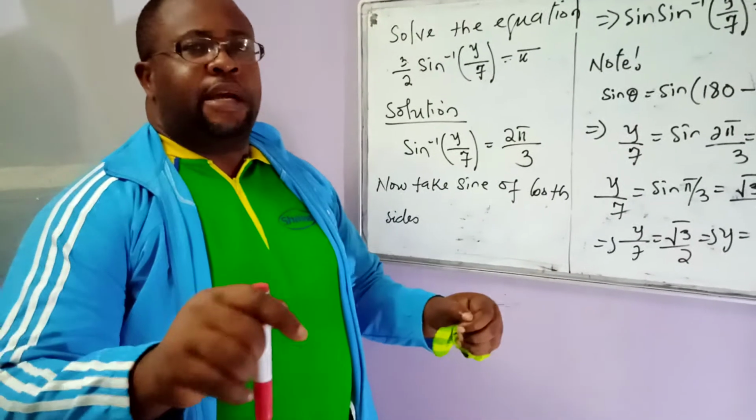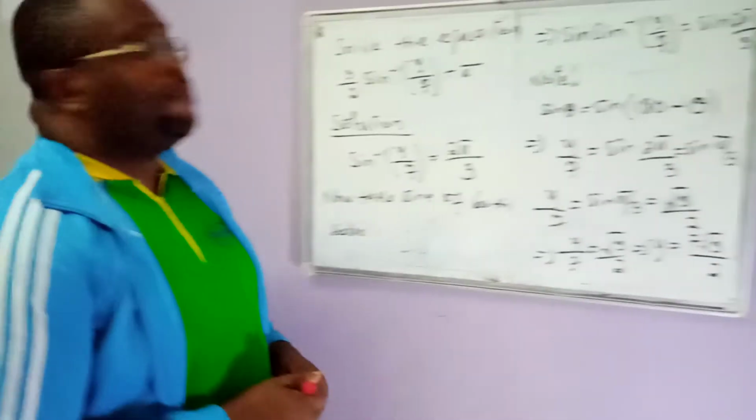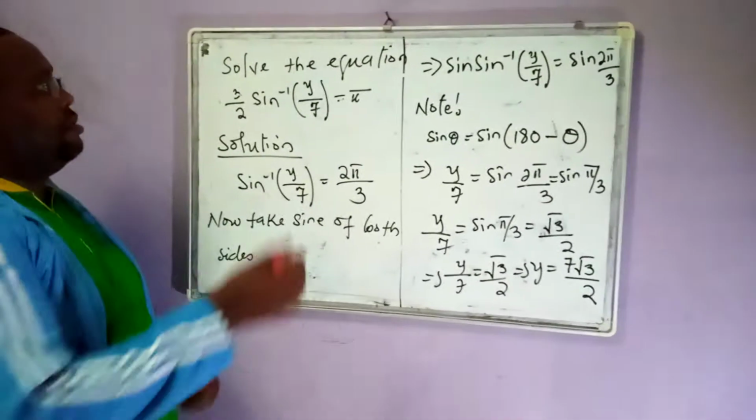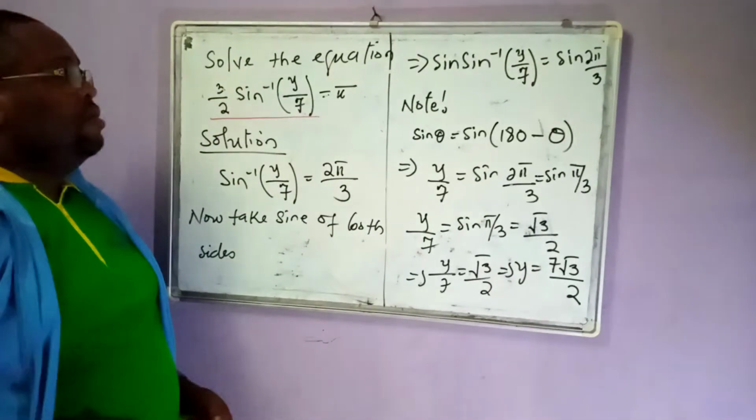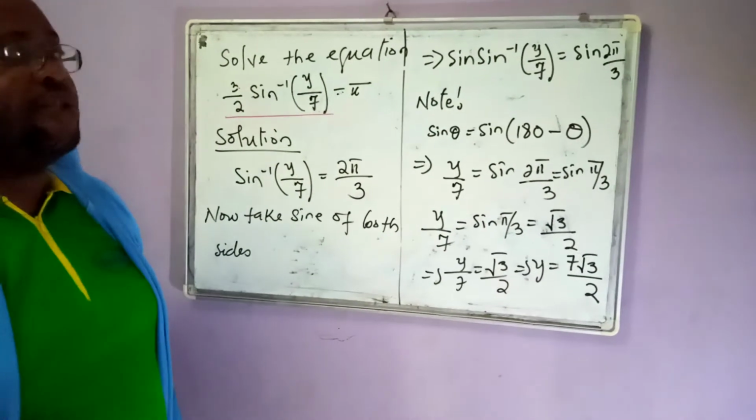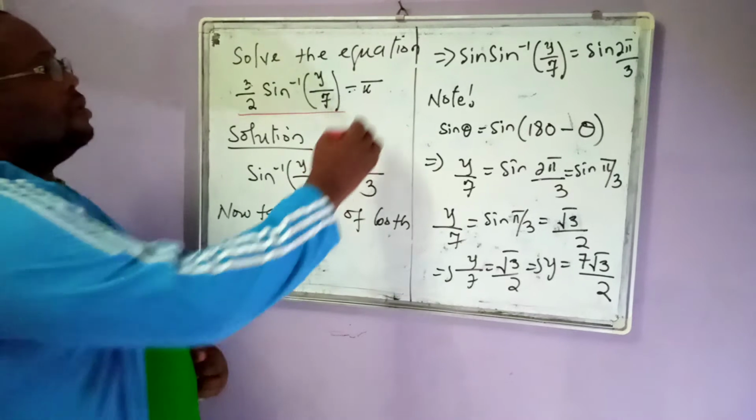So I quickly want to solve a problem for you. And that problem says solve the equation 3/2 sine inverse of y over 7 is equal to pi.